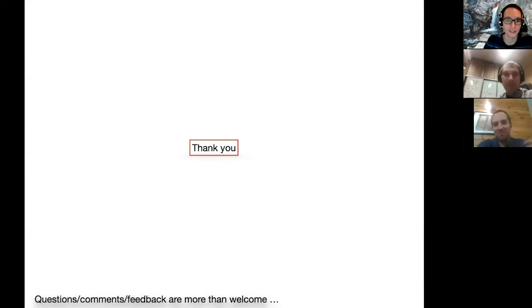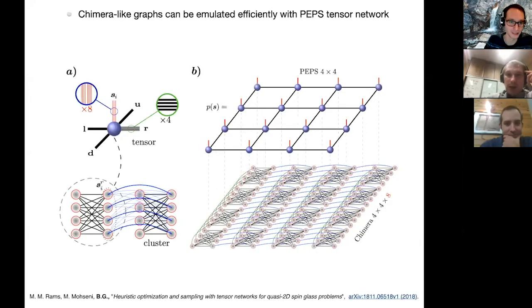Right, so could you say a little bit more about the neural networks from 2 years ago that simulate the Chimera graph? Because this sounds like a strong statement, right? Can you elaborate on what that means exactly? Like what they do and what are the consequences for D-Wave, let's say?